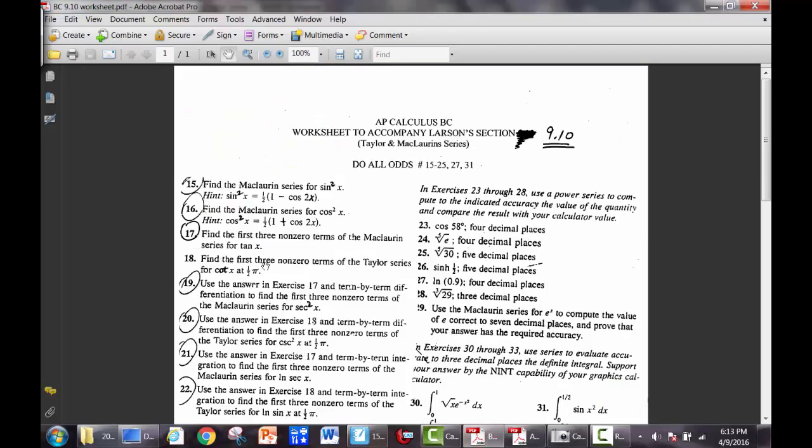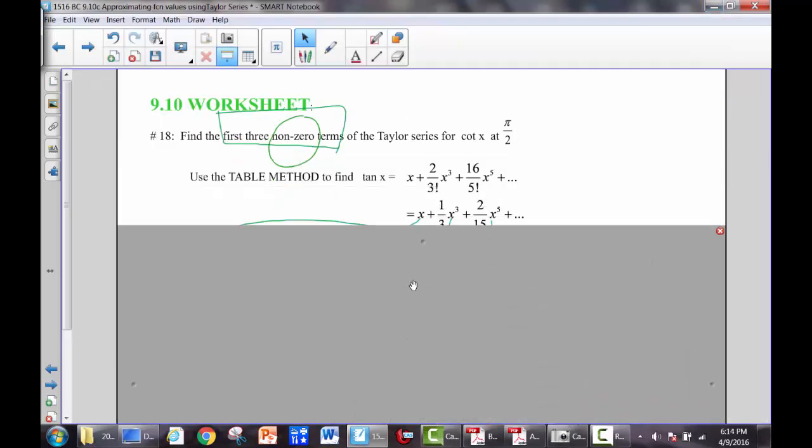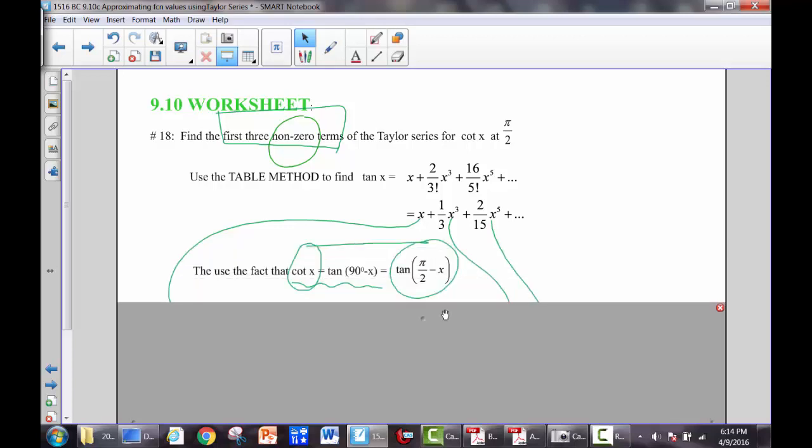Number 18, find the first 3 non-zero terms of the Taylor series for cotan x at pi over 2. Okay, so using the table method, if you haven't memorized the formula for tan x, which would be helpful if you did, but in case you didn't. So you will get this. And, oh, I'm sorry. No, forget it, because this is at pi over 2. So you would have to actually make the table. I'm not going to make the table, but if you made the table and you did it at pi over 2, you would get the following, which simplifies to this.